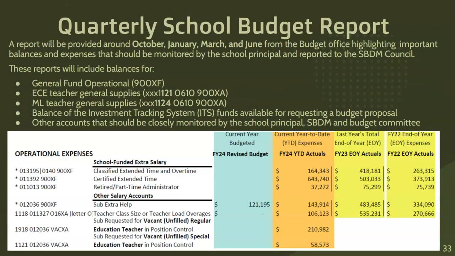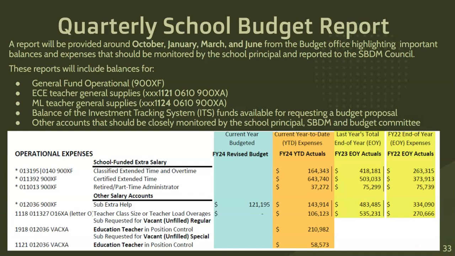There's a quarterly budget report that was just started this past year. We're going to try to get it out every October, January, March, and June so that it can highlight important balances and expenses that should be monitored by the school principal and reported to the SBDM Council. These reports will include balances such as the overall flex balance, and balances of use it or lose it accounts such as the ECE general supply and ML teacher general supply.